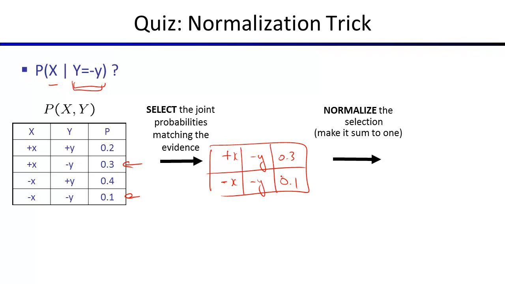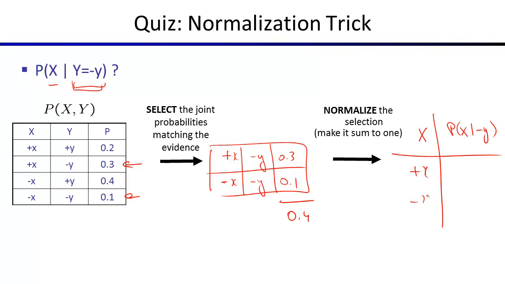Now we need to normalize, make it sum to 1. So we sum these together, which gives us 0.4. And we divide every entry by 0.4 to get the conditional distribution. So here is x, and this will be the conditional of x given negative y: plus x, minus x, 0.3 over 0.4 is 0.75, and then 0.1 over 0.4 is 0.25. That's how we get a conditional distribution using the normalization trick.